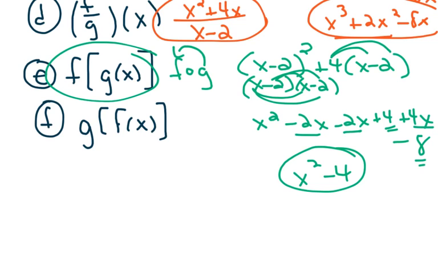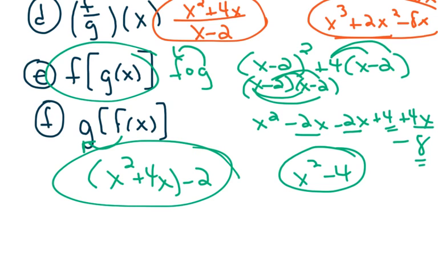G of f of x goes the other direction. It says plug f into G. So you take the expression next to f and plug it in everywhere in G where you see an x. Well, you end up with x squared plus 4x minus 2. And there's nothing you can do to that, so that's the answer, although we don't normally write it with the parentheses.